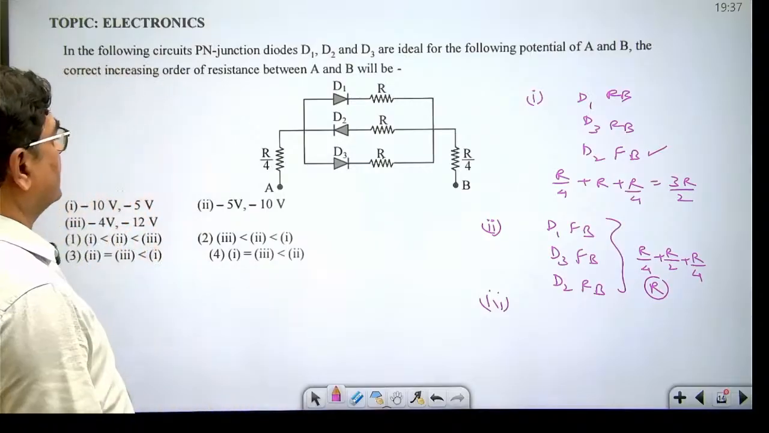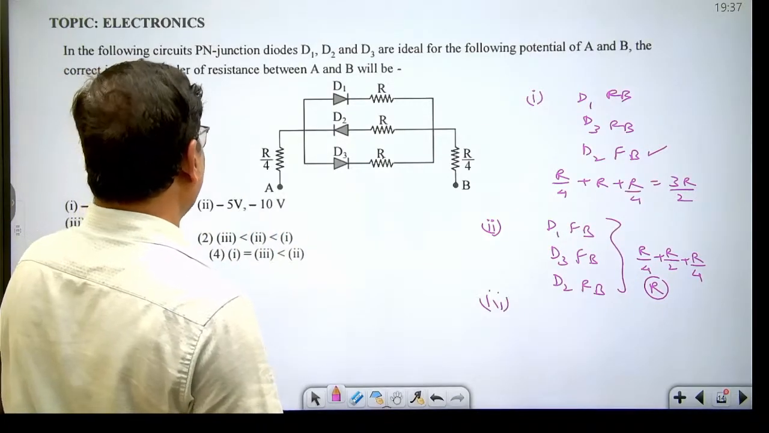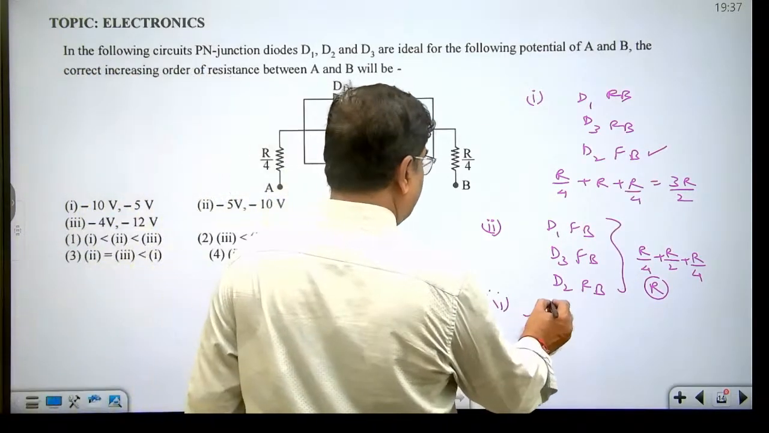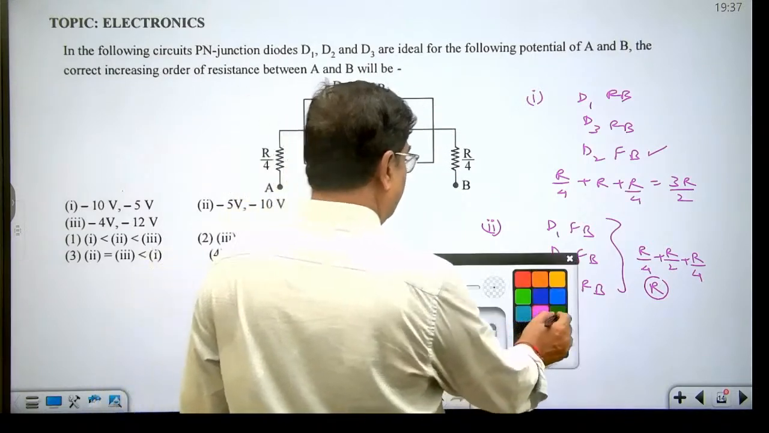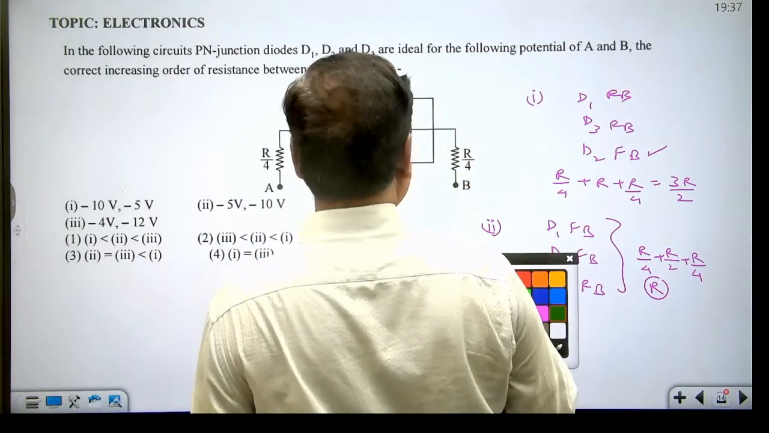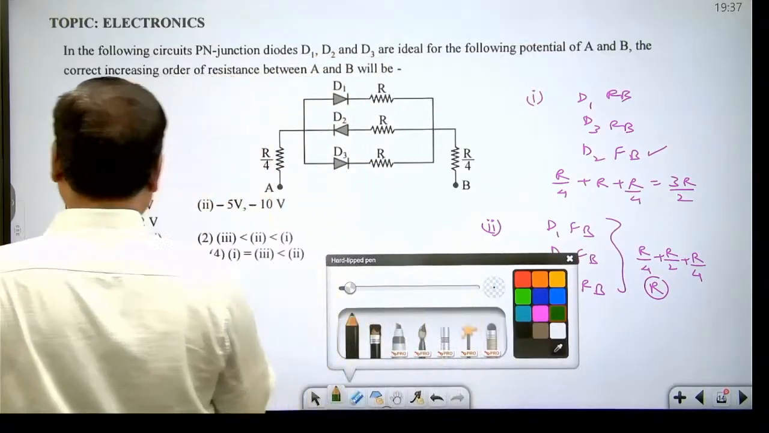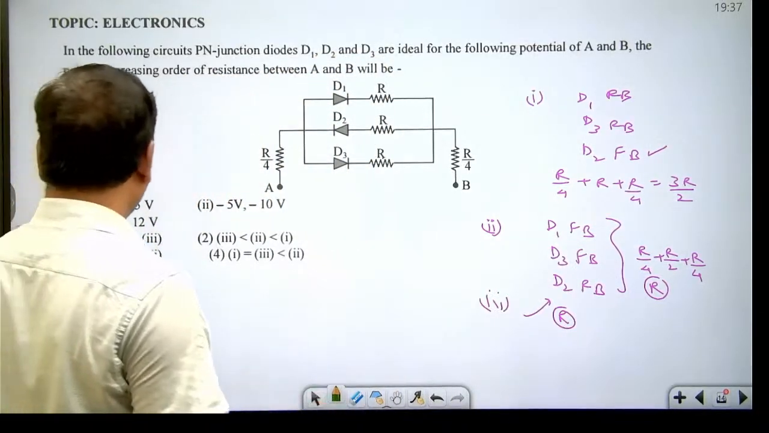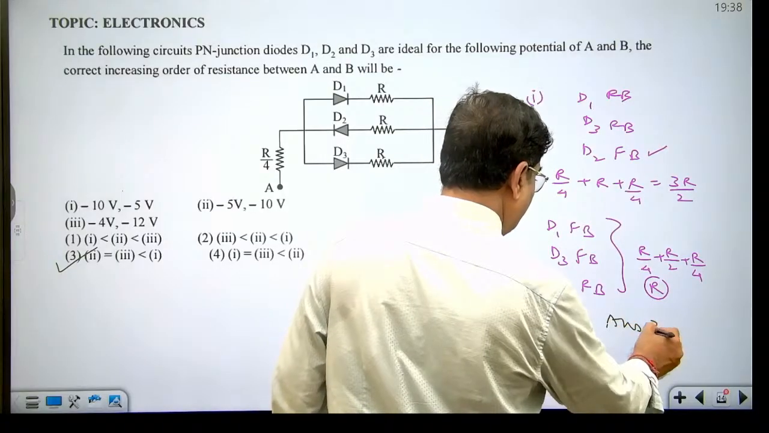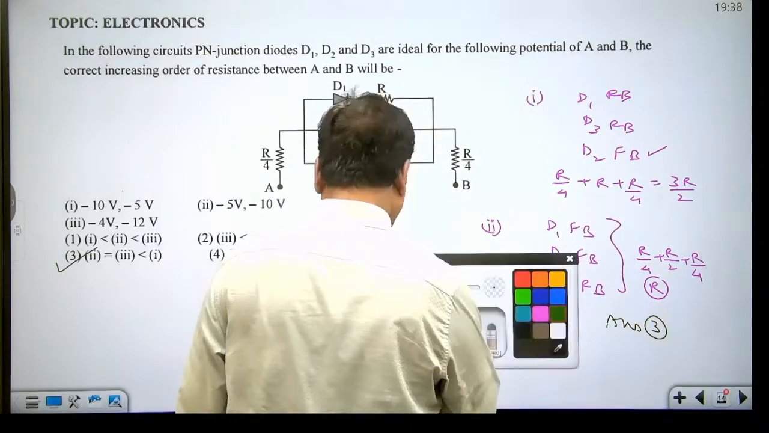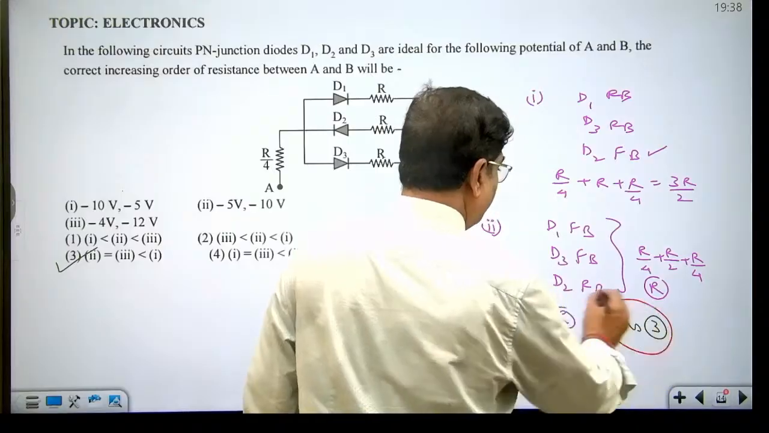minus 4 volt, minus 12 volt means again A will be at high potential. So same will be the situation. This will be R. Okay. So second, third, resistance will be lesser than first one. Okay. So out of 4 choice, the correct choice is option 3. Option 3 is the correct answer for our question.